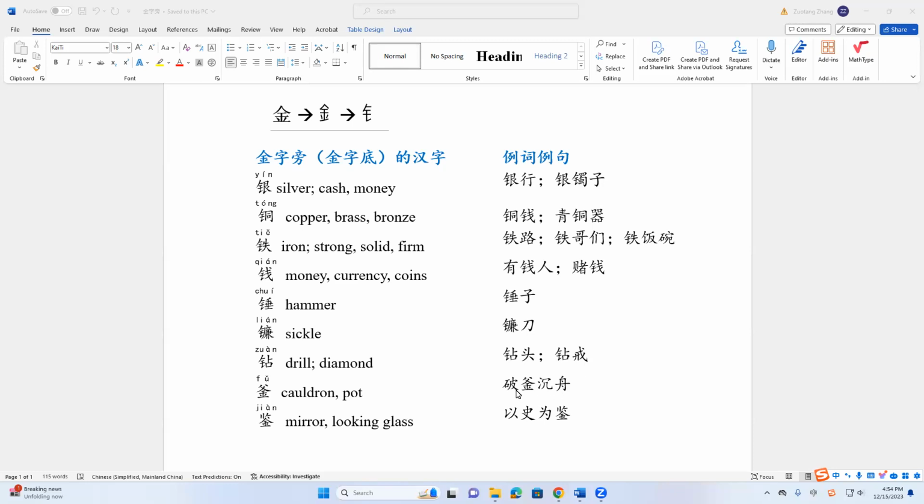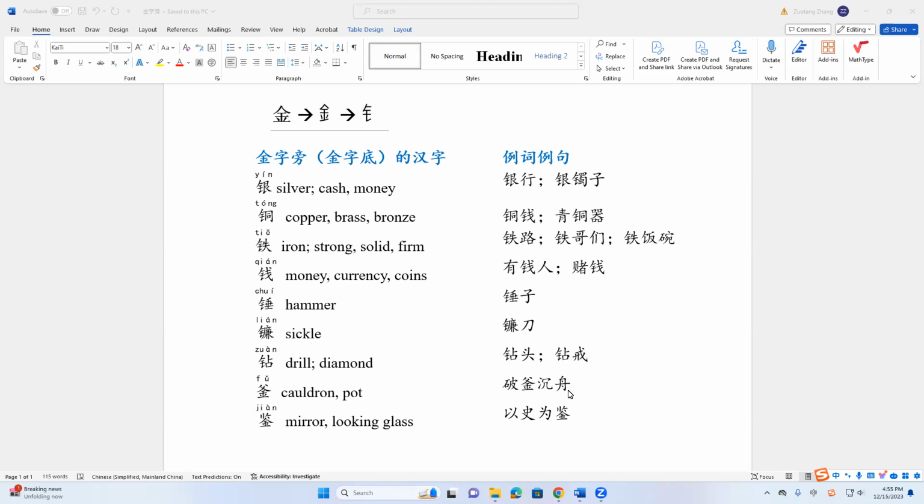Next one is 破釜沉舟. 釜 right here means cauldron or cooking pot, and 破釜沉舟 is a very commonly used Chinese idiom. Literally it means to break the cauldrons and sink the boats. Cauldrons are for your food and the boats are for your transportation. But when you are at war and you do this, it means you are determined to fight and win the battle, and you're not going to give in or retreat.